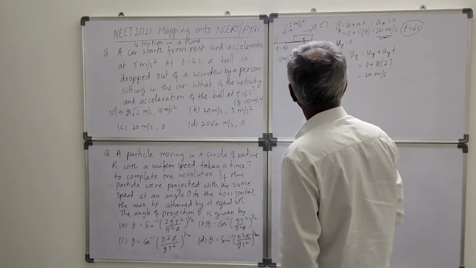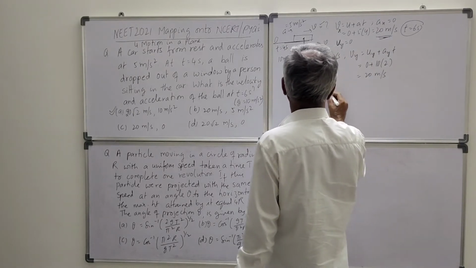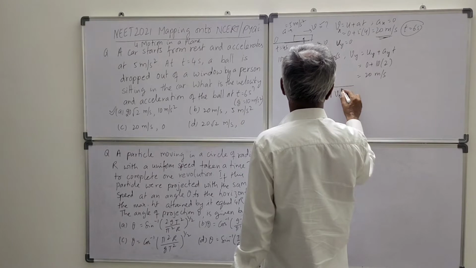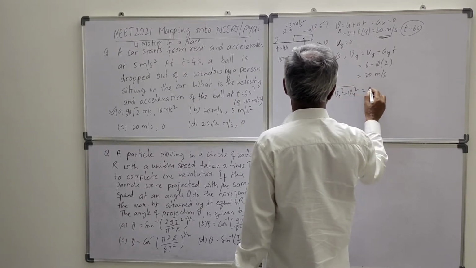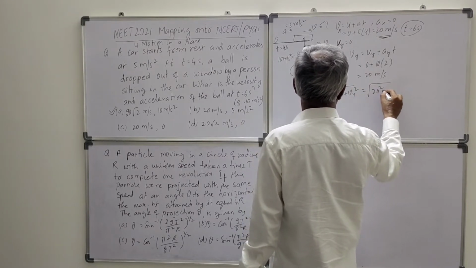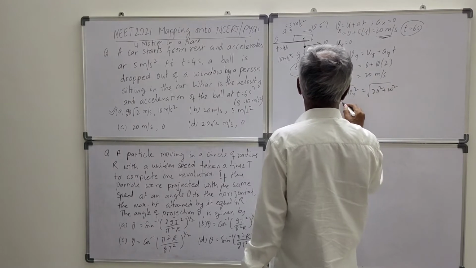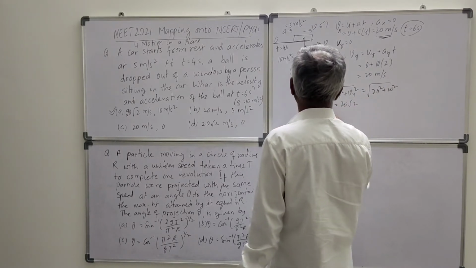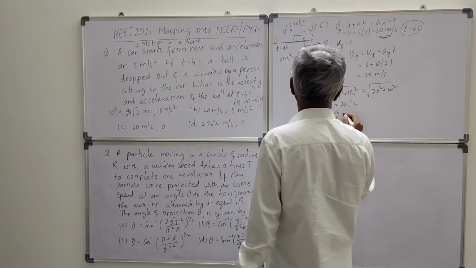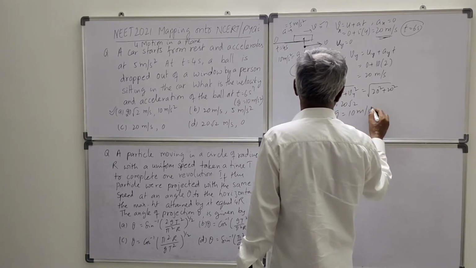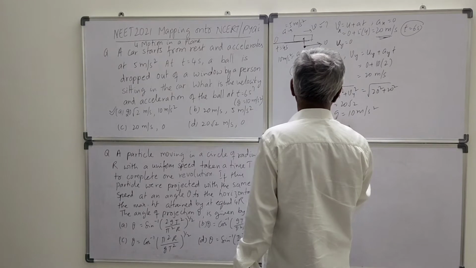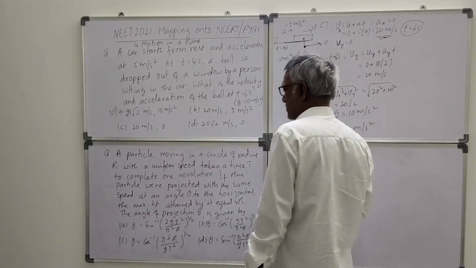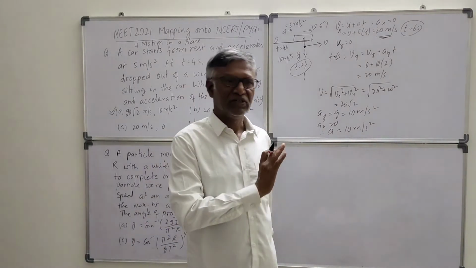So what is the velocity? Velocity magnitude is root of Vx square plus Vy square, that is root of 20 square plus 20 square, which is equal to 20 root 2. And the acceleration of the ball is Ay, that is g, equal to 10 meter per second square, and Ax is 0, so A is equal to 10 meter per second square. That's it. So that's all.